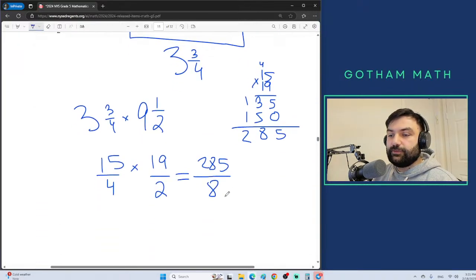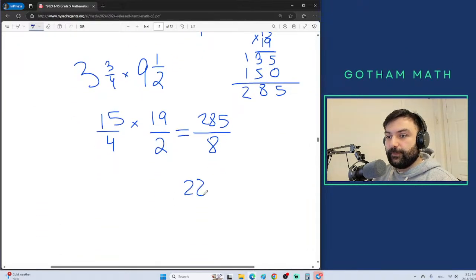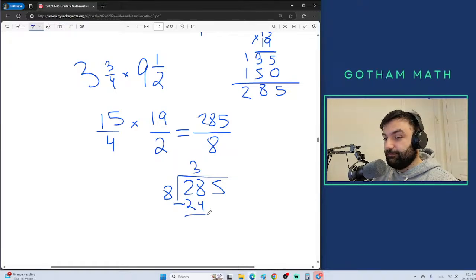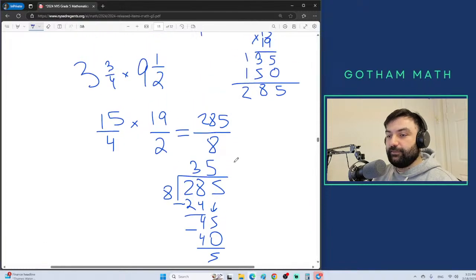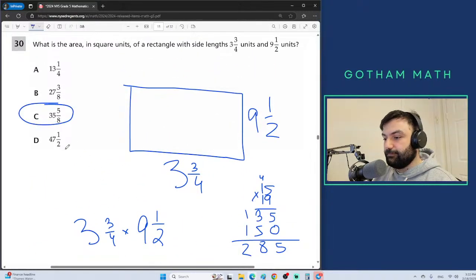And now we're going to have to do long division. 285 divided by 8. 8 goes into 28 3 times, which is 24. 4 goes down, and 5. So it's going to be 45. 8 goes into 45 6 times. Because 6 times, no, oh, no, not 6. 5. 5 times 8 is 40. 5 is the remainder. So the answer is 35 and 5/8. I knew I should have picked 35 and 5/8.